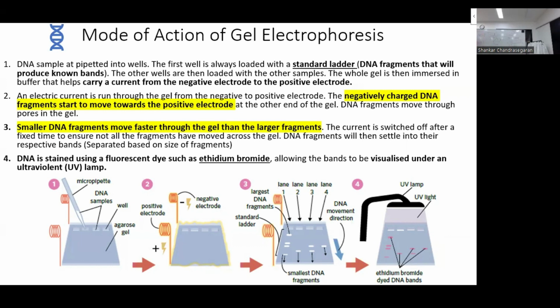So if they've already moved across and are at the 300 base pair well, once the current is switched off, all those fragments will just start to settle at that well and create a band to be visualized. Remember that by themselves, these bands are not able to be visualized. They need a fluorescent dye, and that's why we use something known as ethidium bromide, which allows us to visualize it under a UV lamp.